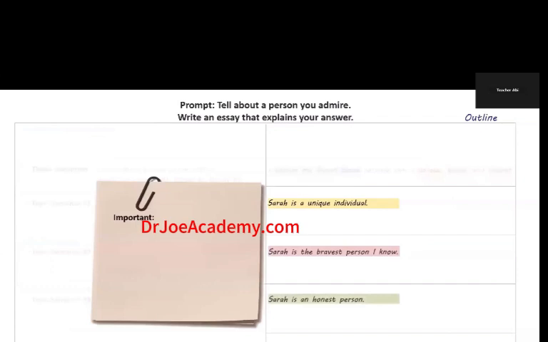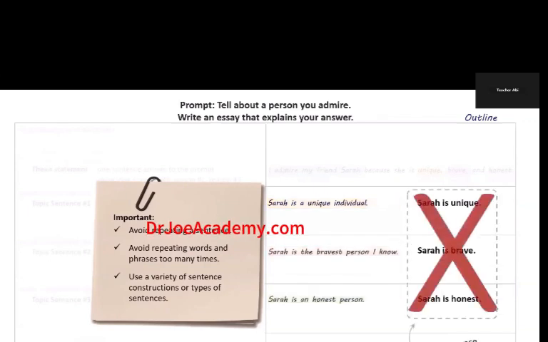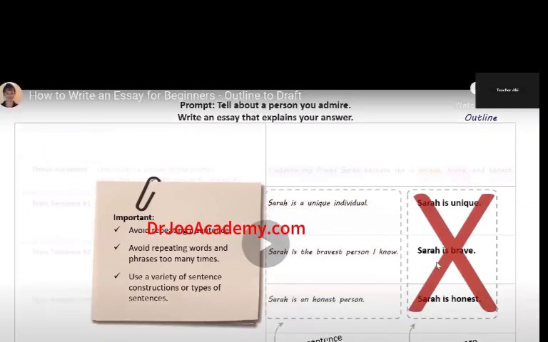One really important tip for essay writing is to avoid repeating the same sentence in your essay. You should also avoid repeating words and phrases too many times in your essay. Try to use different words whenever possible. And finally, use a variety of sentence constructions or types of sentences in your essay. For example, we could have written topic sentences that said, Sarah is unique, Sarah is brave, Sarah is honest. But those sentence constructions are exactly the same, and that's boring for a reader. So I changed them just a little so that each of those topic sentences is unique.